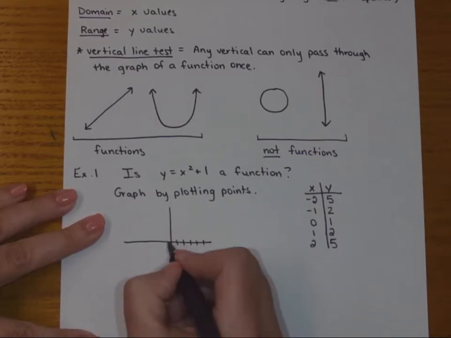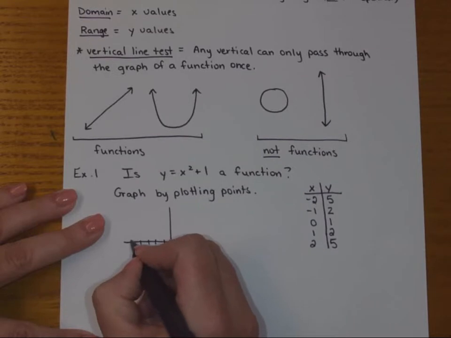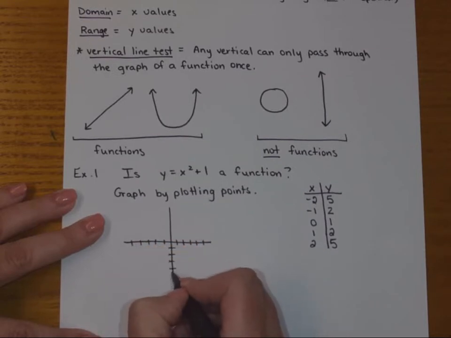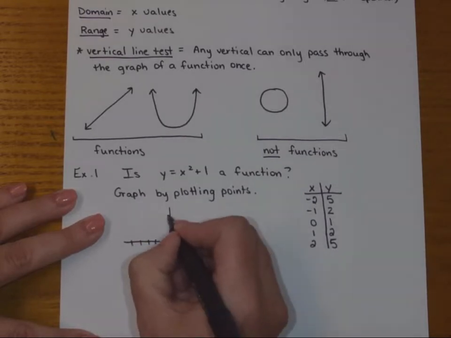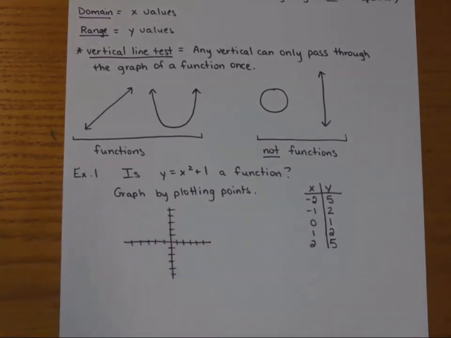So I'm going to go out 5 in every direction because based on the table and the x values that I chose, 5 is the biggest value that I have represented. You can always go bigger if you need to.